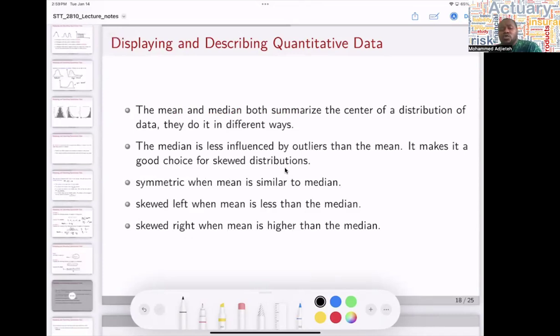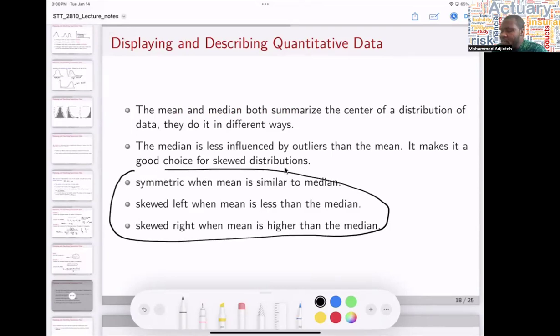I have already told you the median is less influenced by outliers. So in situations where we have skewness, or in situations where we are faced with a skewed distribution, it's better for us to use the median to describe the center of the distribution. And it's very important that you understand this point here too.